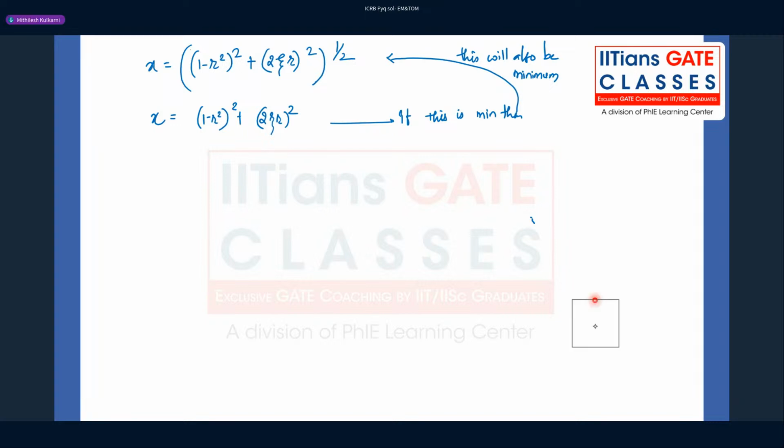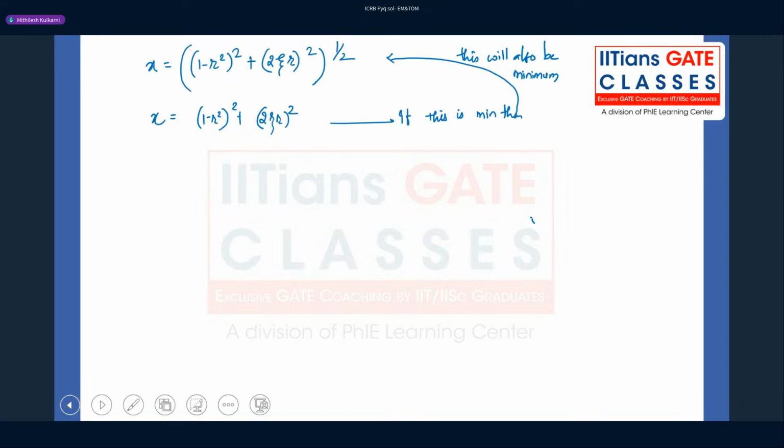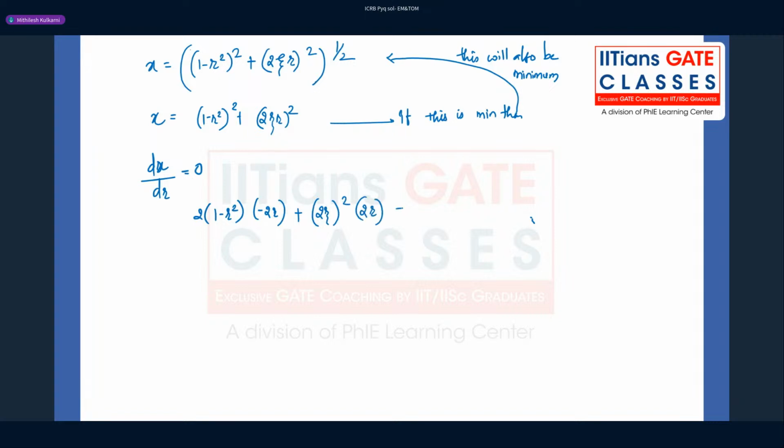Differentiating without the root is easier than differentiating the function with the root. That's why at this point we will differentiate this with respect to r and equate it to 0. So it is 2 into (1 minus r square) into minus of 2r plus 2 zeta bracket square as it is, and differentiation of r square is 2r, equal to 0. This 2r, this minus 2r gets cancelled. 2 times (1 minus r square) is equal to 2 zeta square.